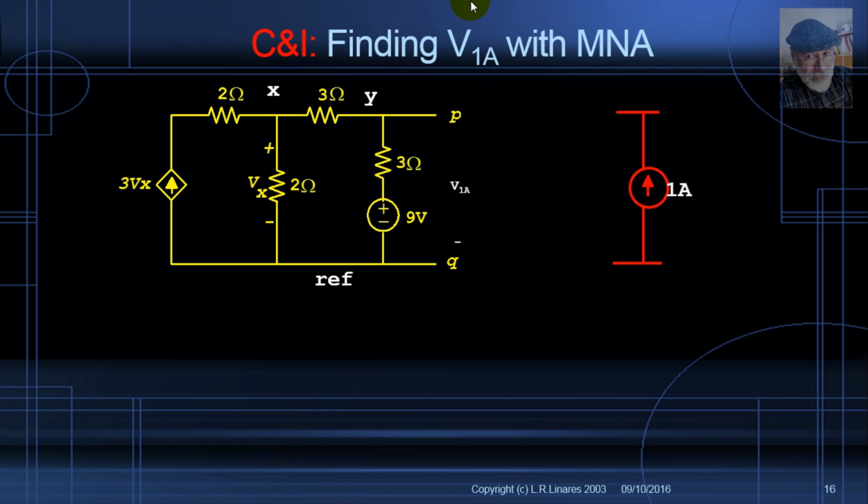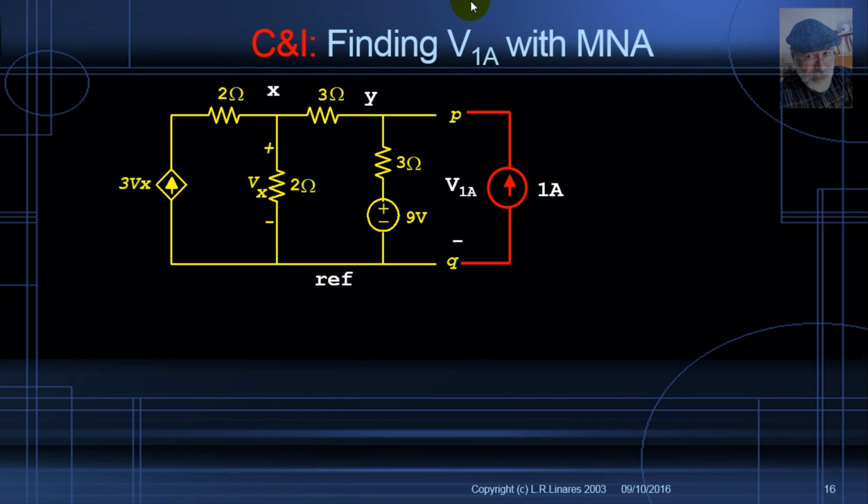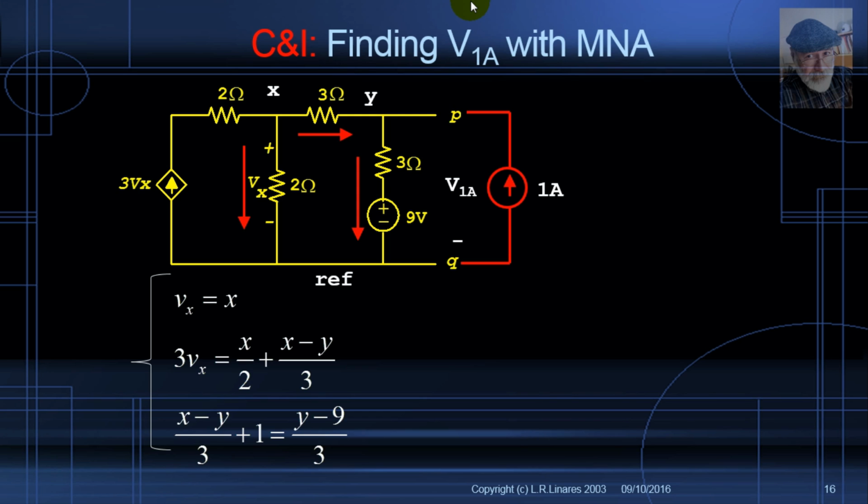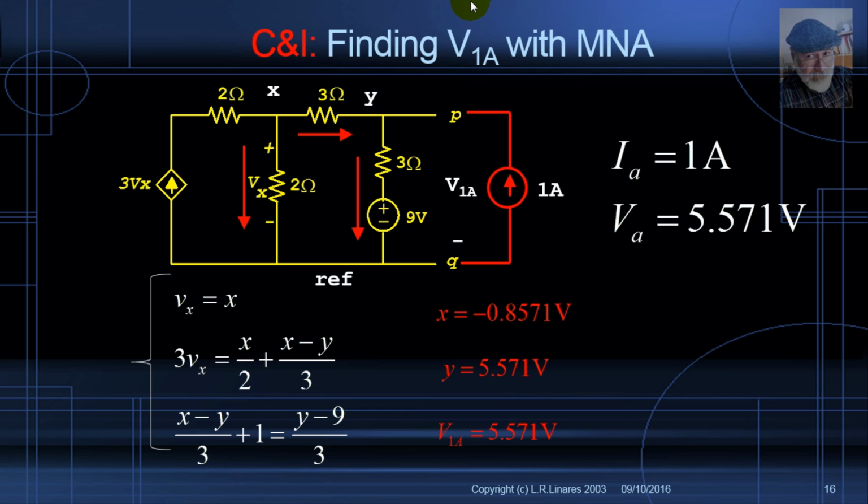In this circuit, I apply a 1 amp current source. Could be any value, I chose 1 amp. And then I compute what is the value of V1A. How? I write some M&A equations like so. And solving those M&A equations, I obtain the voltage of Y, which is V1A, 5.571 volts. That is IA, 1 amp, the current we applied, and VA is the voltage 5.571 that appears across the current source when I connect that source.